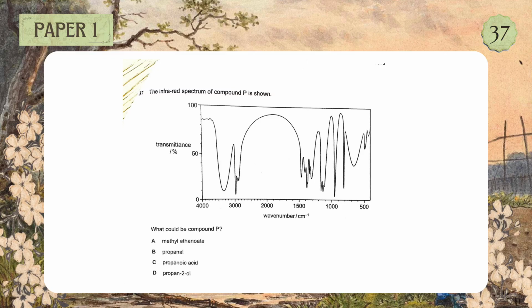Let's take a look at this IR spectrum on question number 37. The absolute dead giveaway here is the massive ultra-broad absorption peak stretching all the way from 2500 to 3300. That shape is characteristic of an OH stretch in a carboxylic acid. Right next to it, sharp and strong around 1720, we see a distinct C double bond O carbonyl stretch. A molecule with both a carboxylic acid OH stretch and a C double bond O stretch must be a carboxylic acid. Looking at our choices, propanoic acid fits this description flawlessly, making C our correct answer.